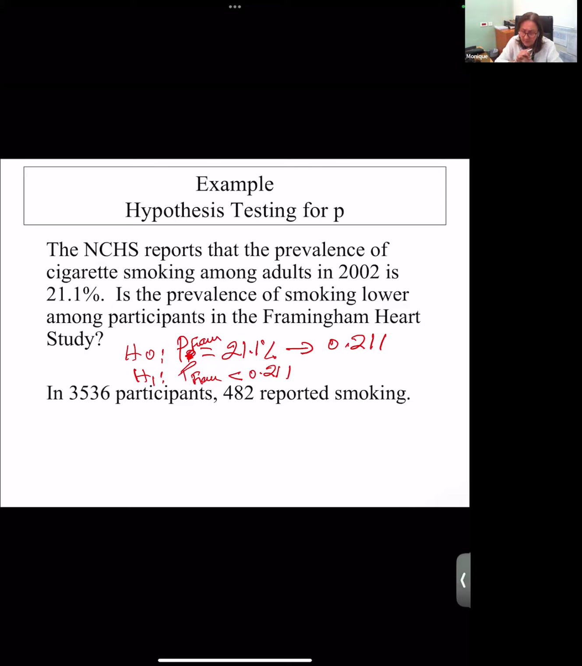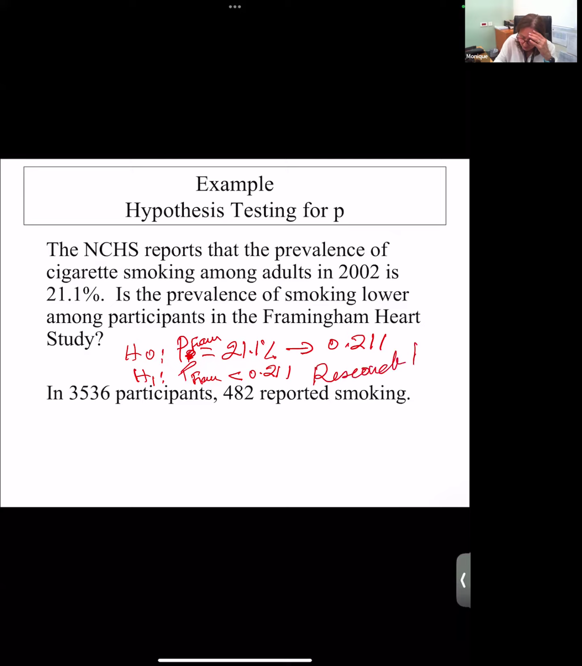So now we're asking, in 2002, is the prevalence of smoking in the Framingham study, which included a large number of Framingham citizens, lower than the national value reported by the National Center for Health Statistics of the US, which is 21.1? So I stated it as such: H0 is that the probability in the Framingham study is equal to 21.1, and my H research is that it is less than 0.211, because this is my research hypothesis.